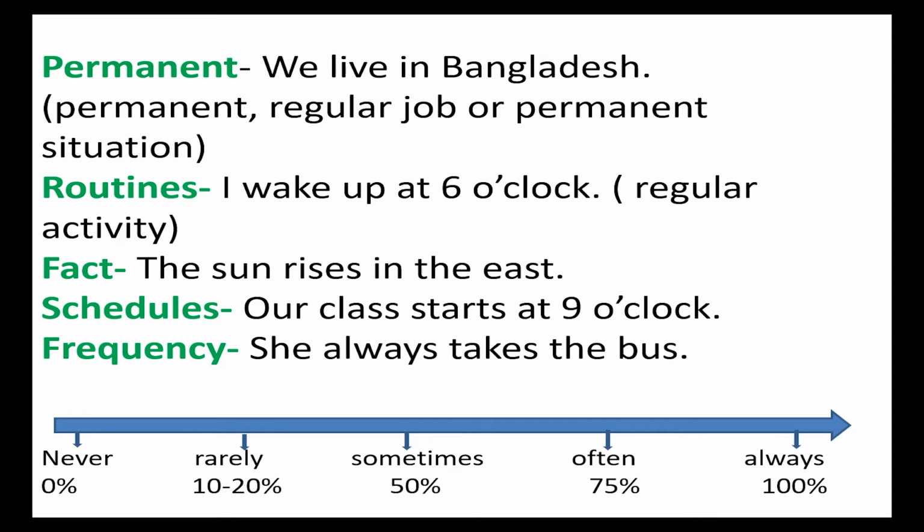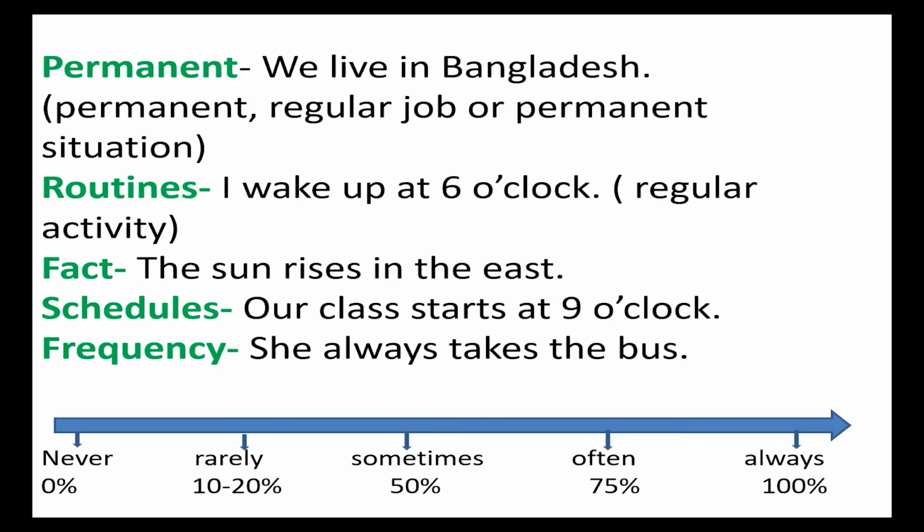Next one is fact. The sun rises in the east. So this is a fact. It is not temporary, but every day the sun rises. So when we talk about something that always happens, or we can say a universal truth, we talk in present simple tense.